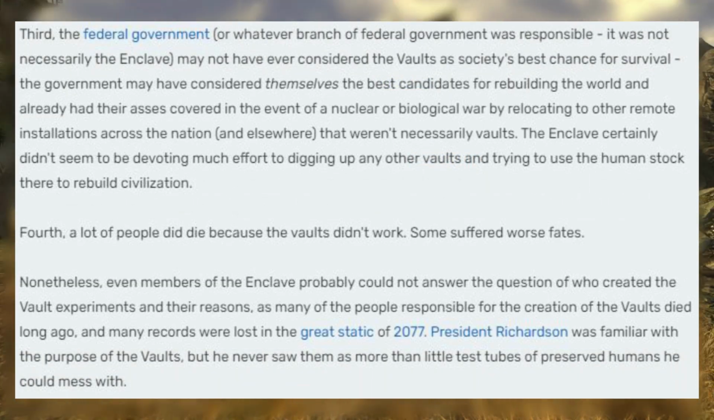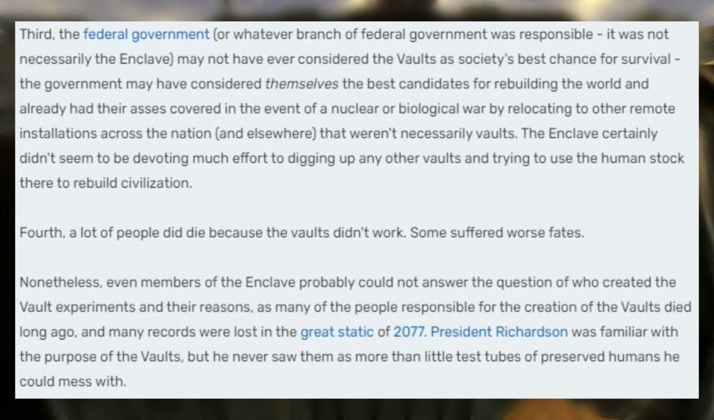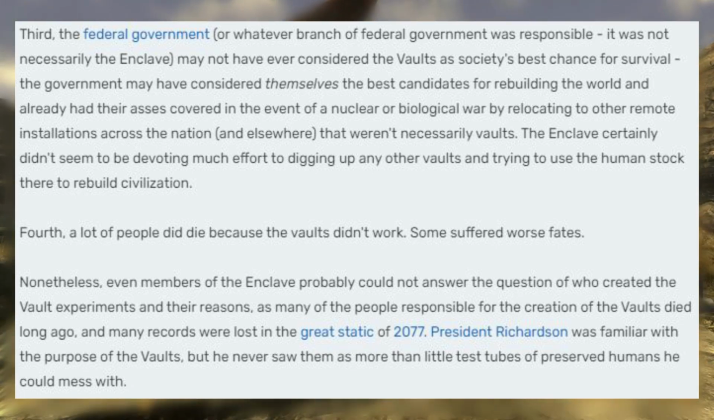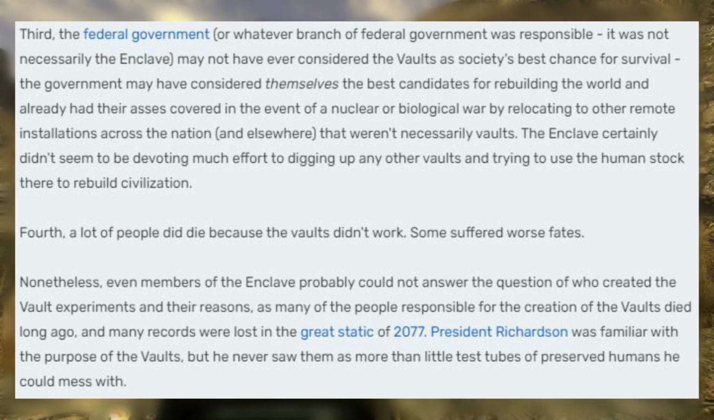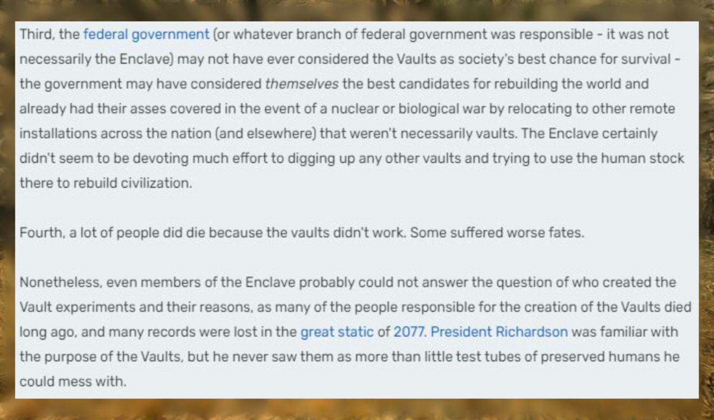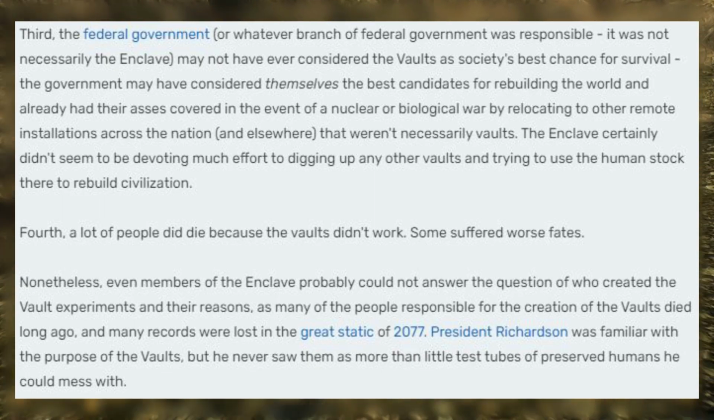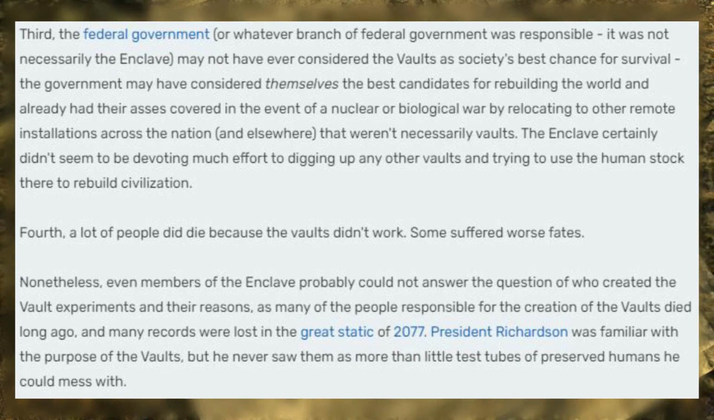Third, the federal government, or whatever branch of federal government was responsible, it was not necessarily the Enclave, may not have ever considered the vaults as society's best chance for survival. The government may have considered themselves the best candidates for rebuilding the world and already had their backs covered in the event of a nuclear or biological war, by relocating to other remote installations across the nation, and elsewhere, that weren't necessarily vaults.